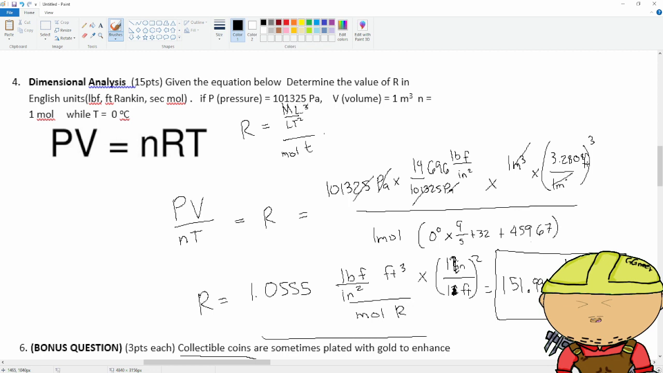So the unit of the ideal gas constant should be ml squared over T squared mole temperature, right? And remember, ml over T squared is force, right? So for English, the unit will be pound force times feet over mole Rankine. We just need to get the value though. And to get the value, we need to convert each unit.